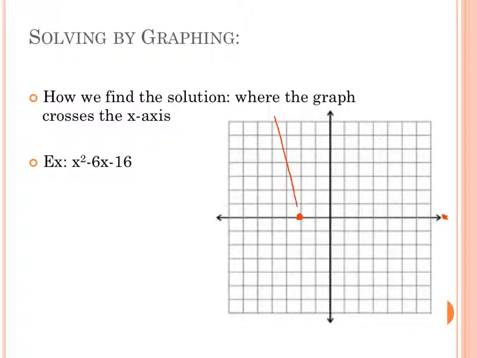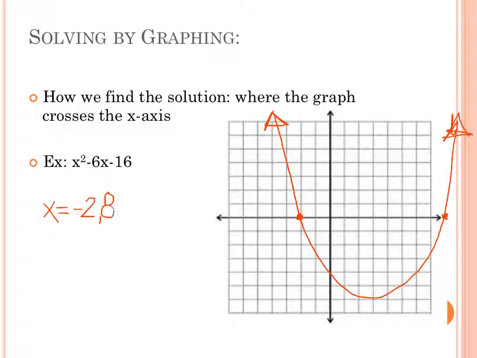And we can fill this in just a little bit, and this is just a rough drawing of what this graph would look like. So our solutions are where the graph crosses the x-axis. Here our solution would be when x equals -2 and when x equals 8. It's a really quick, simple method, one way of finding a solution to these quadratic equations.